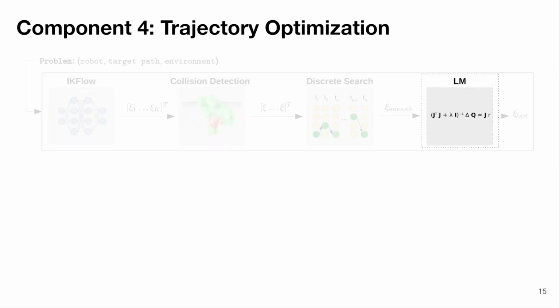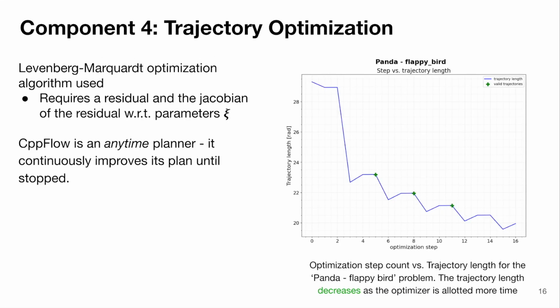Lastly, an optimization routine is performed. The optimization problem is framed as a nonlinear least squares problem and solved using the Levenberg-Marquardt algorithm. This algorithm uses an error residual and asks for the Jacobian of this residual with respect to the optimization variables, which in this case is the trajectory itself. Here we define trajectory length as a cumulative change in configuration space across a trajectory. The optimizer continuously improves its solution until stopped. Thus, CppFlow is an anytime planner. This is shown on the right. As the number of optimization steps increases, the trajectory length continues to decrease.